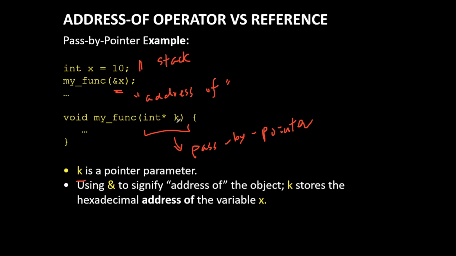The size of this k is 8 bytes because a pointer is 8 bytes. Note, this ampersand is not a reference variable. This ampersand is the address of X. Therefore, this is how we pass by pointer.